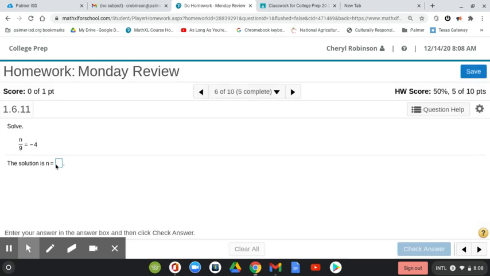All right, the next one is a one-step equation. A number divided by 9 is negative 4. So what is that number? You're going to multiply by 9.